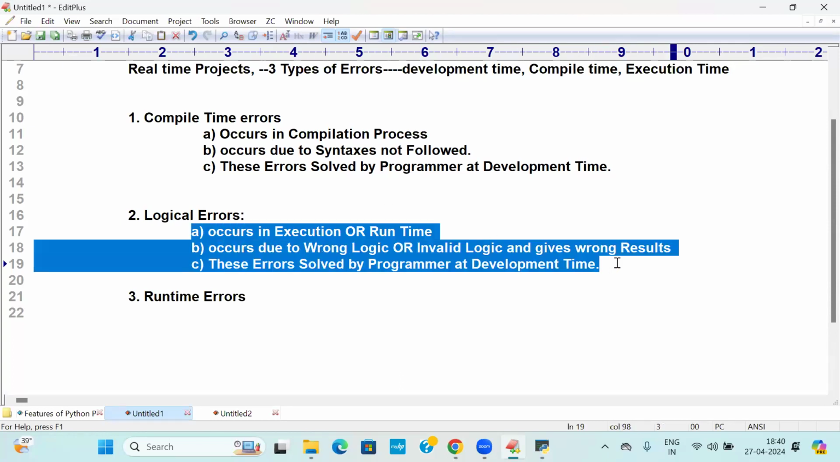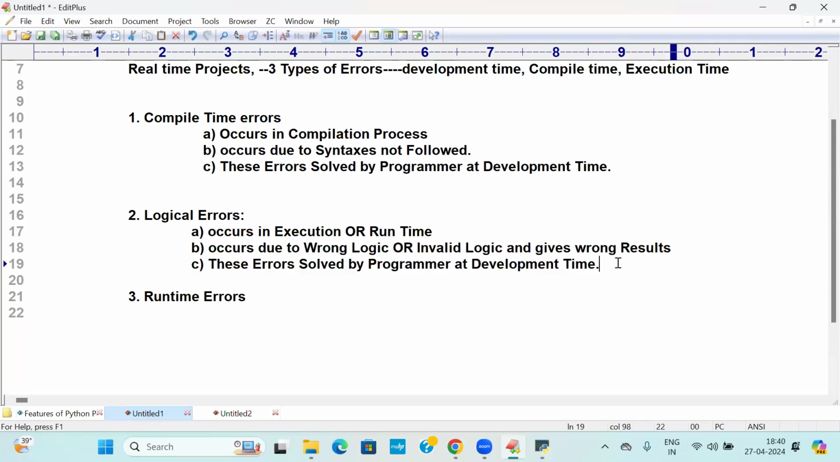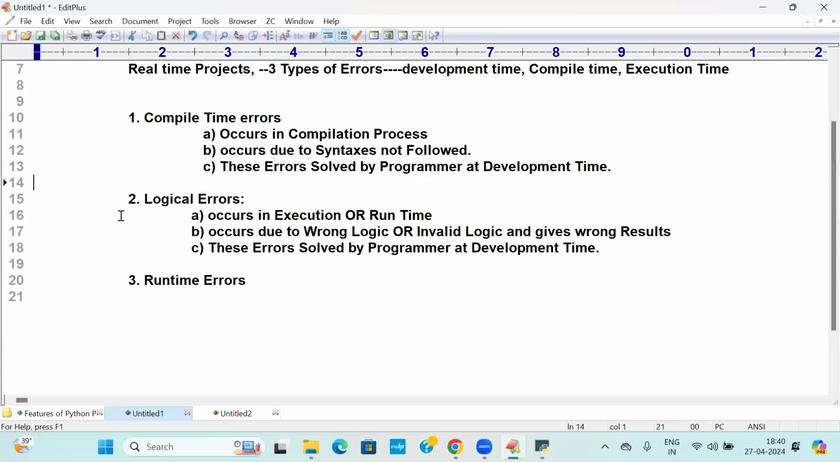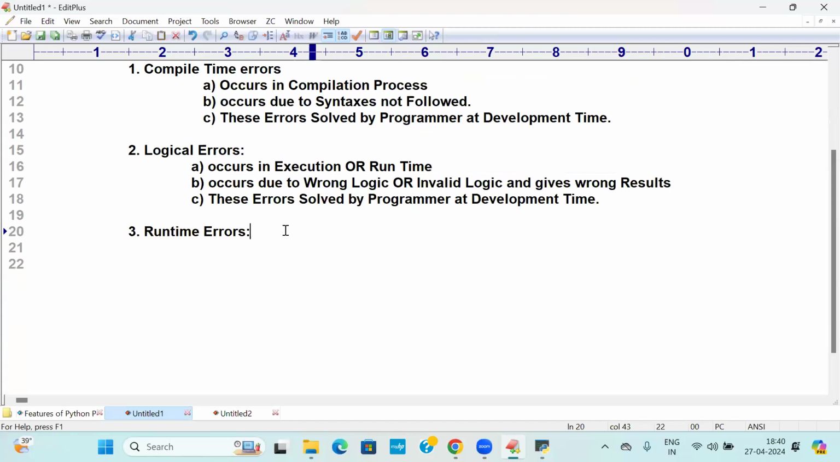Once your program produces correct results, then only will you get the final results. Did you understand my point? Yes. So, compile time errors, and next is called logical errors, and one more is called what? Runtime errors. Now I'm going to go further. This is the most important. These errors are also known as what? Implementation errors we can call.